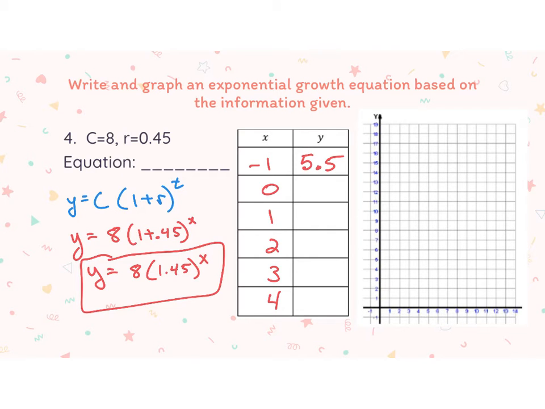Anything to the 0 power is 1, so it'd be 1 times 8 or just 8. 1.45 times 8 is 11.6. Then we'd probably have 1.45 to the second power times 8, which is around 16.8. 1.45 to the third power times 8, about 24.4. I'm going to stop there because now I'm off the graph. So -1 is 5.5. 0 is 8. 1 is 11.6. Just across there, 2 is 16.8. Just across there, 3 is 24 up here.